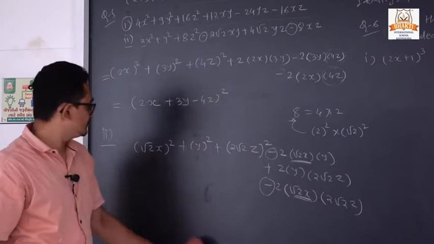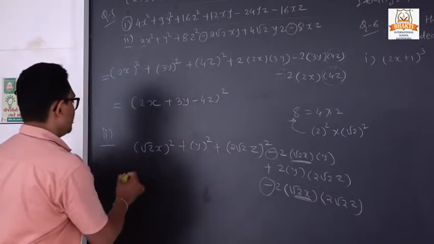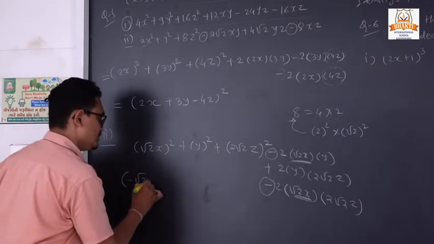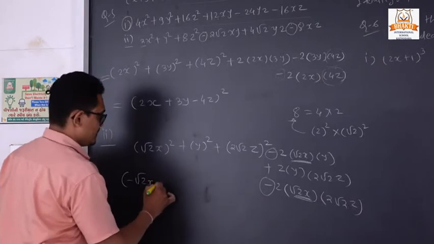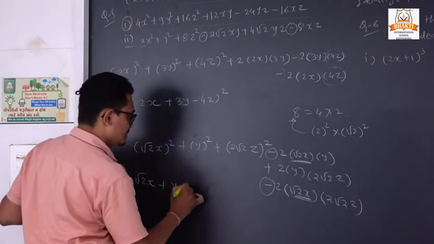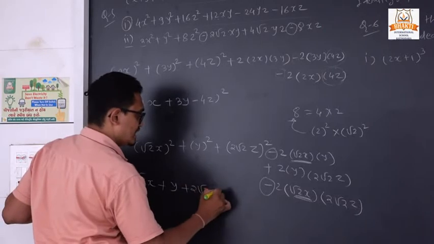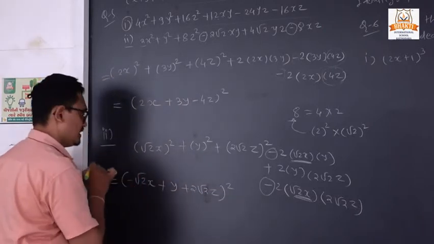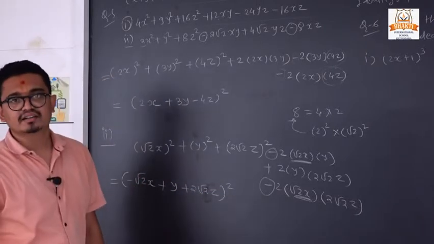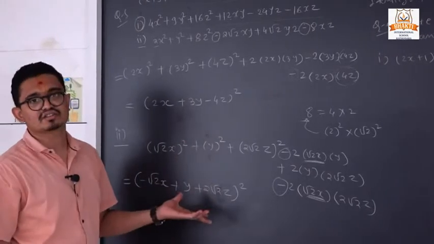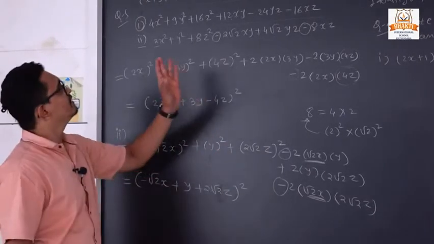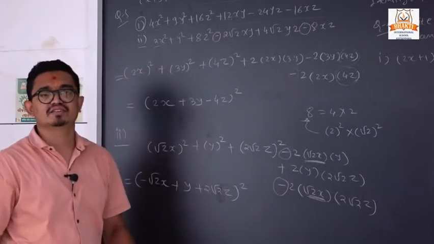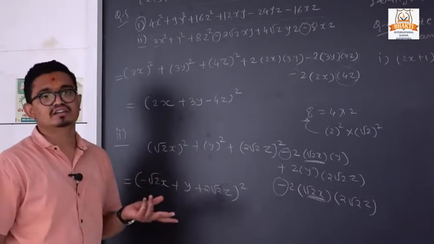Term number 1. Clear? So here we will put a minus sign, minus root 2x, then y, then 2 root 2 z, all square. It is its answer. Clear? So it will be the reverse situation, 6 terms into 3 terms, first 3 to 6 terms. So we can also convert into the reverse form.